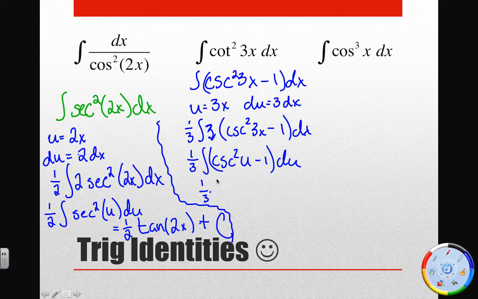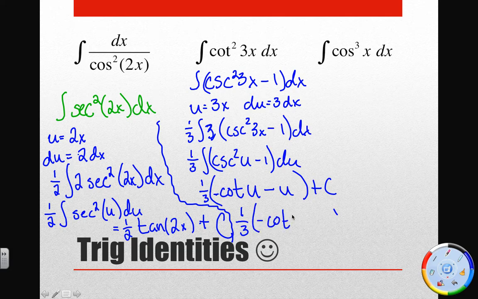The antiderivative of cosecant squared is negative cotangent of u, minus the antiderivative of 1 is u, plus c. And so I get 1/3 of negative cotangent of 3x minus 3x plus c. And you can always distribute this 1/3 through.